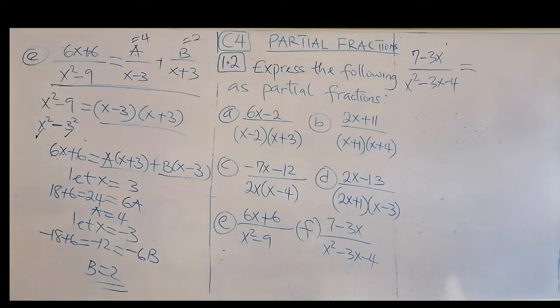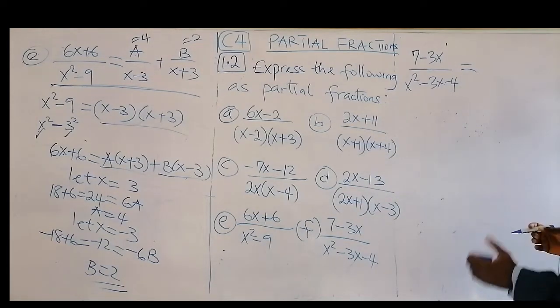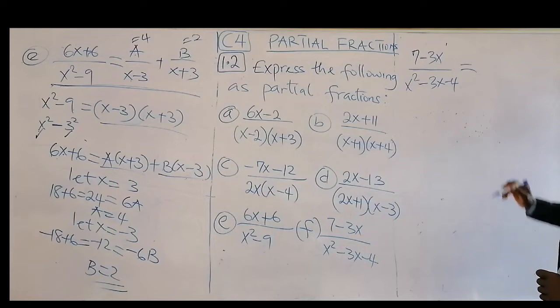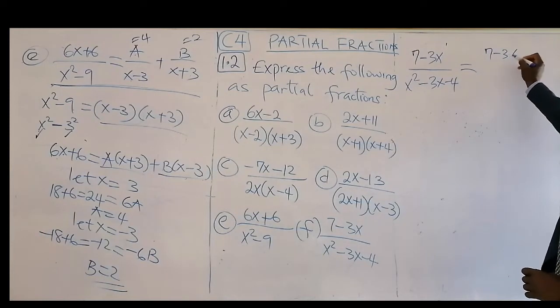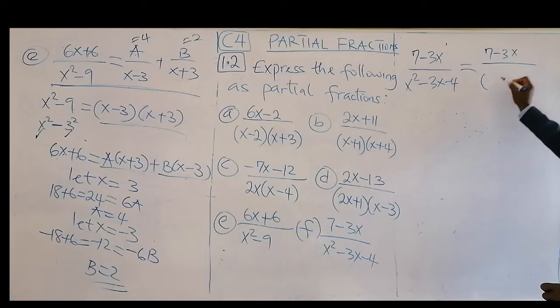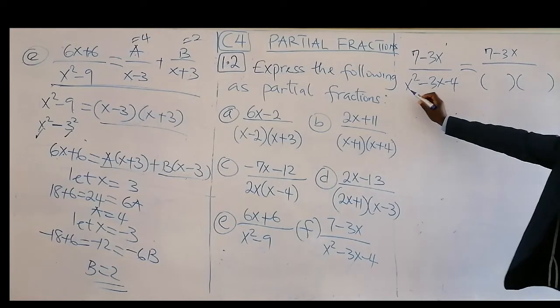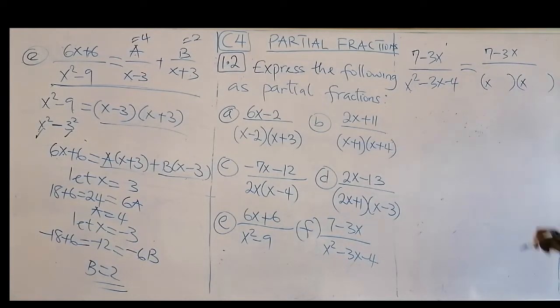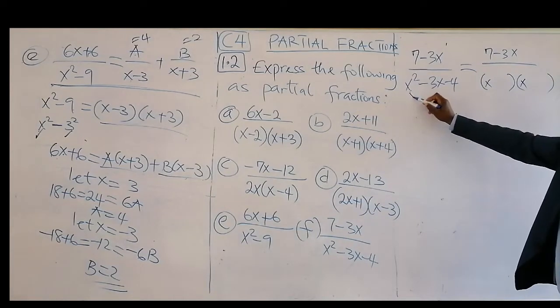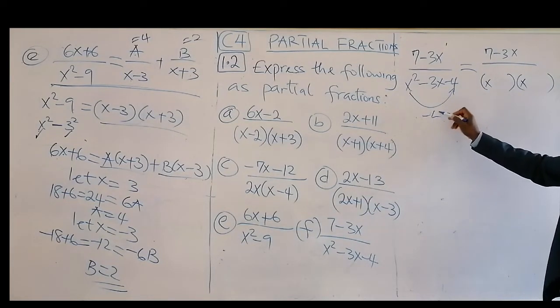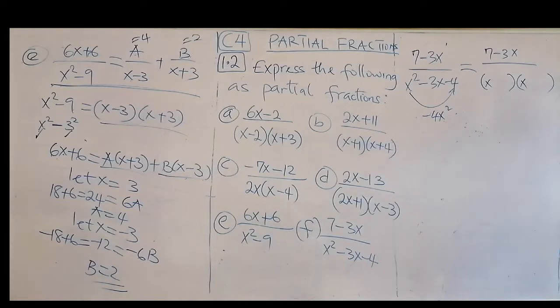Okay? Yeah, the last question, we have this. If you check the denominator, you realize that the denominator is quadratic in nature. So what do you do in that case? It's very simple. Factorize this. So we have x squared here, then factors of this one times this one. That's minus 4x squared. So factors of minus 4, that will be 4 and 1, or 2 and 2.